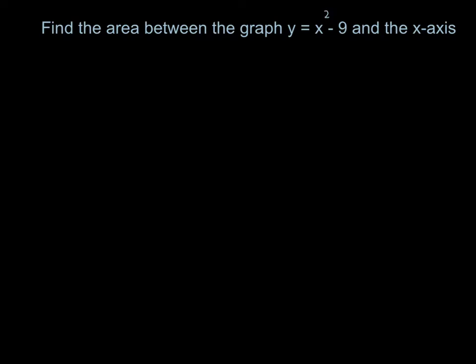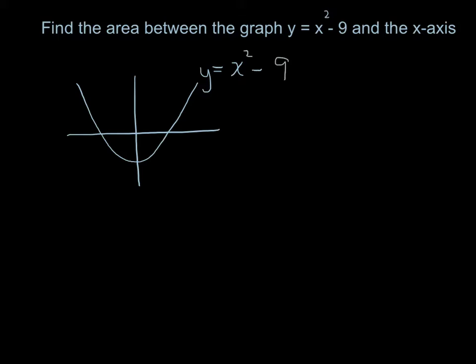So let's have a look at a second example. Find the area between the graph of y equals x squared minus 9 and the x-axis. Now here, we don't have a picture, but you should know that the graph of y equals x squared minus 9 will look like the graph of y equals x squared, but it will have been translated 9 units down in the y direction. So it looks something like this. Y equals x squared minus 9. And we want the area between that graph and the x-axis, so we want this area here.